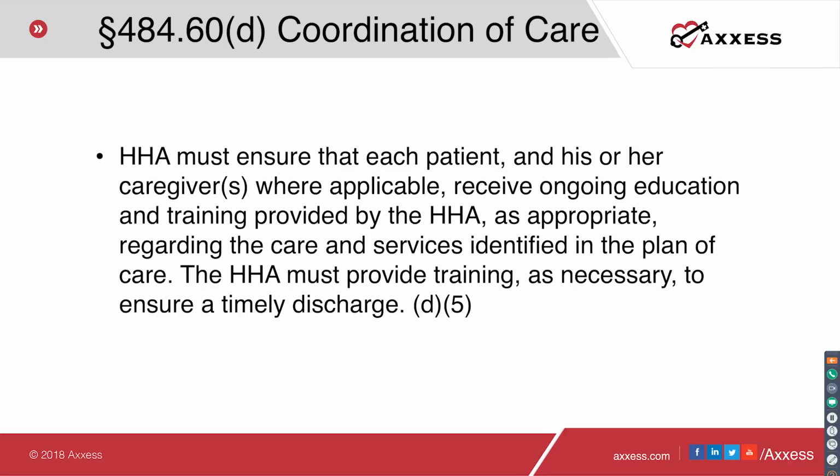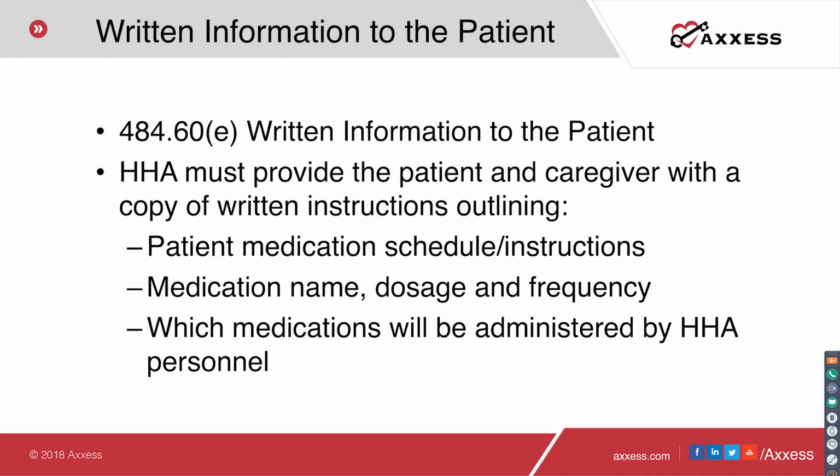Now, one thing that we hear a lot about is written information to the patient. At 484.60(e), there are new standards regarding written information to the patient. And these standards were not in the original proposed home health COPs rule. As a matter of fact, in the proposed rule, they were talking about making sure that each patient had a copy of their plan of care.